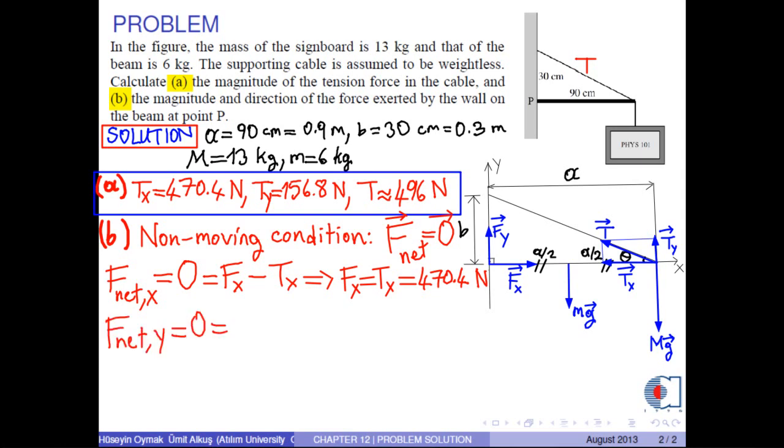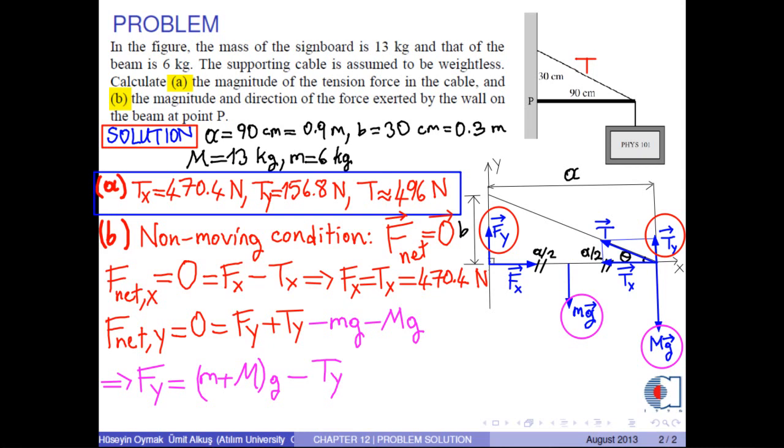The net force along the y-axis is also 0, which is Fy plus Ty minus mg minus capital Mg. Then Fy becomes (m plus capital M) times g minus Ty. With the numerical values, we obtain 29.4 newtons.